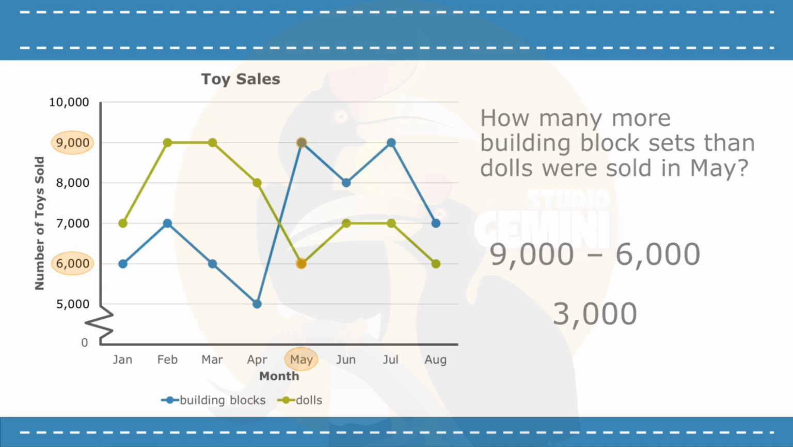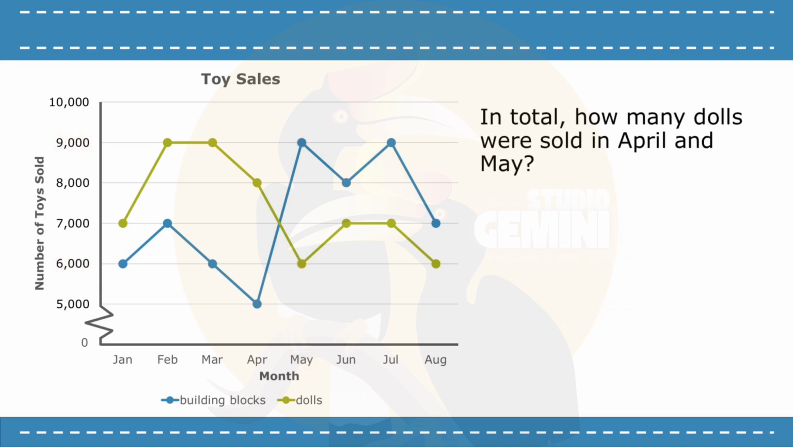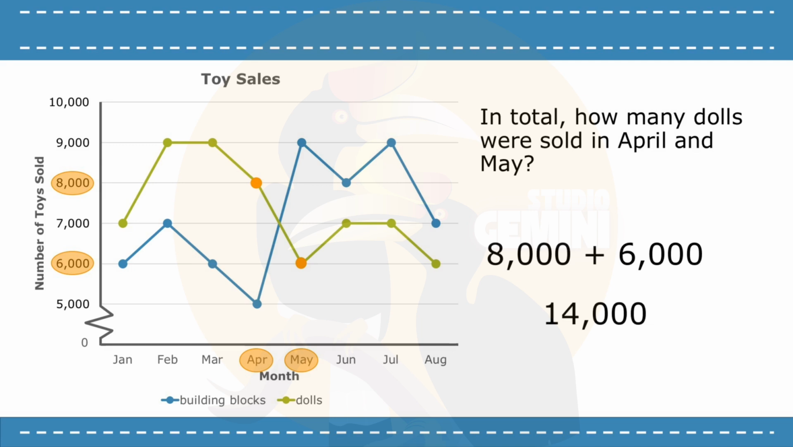Let's answer one more question. In total, how many dolls were sold in April and May? What information do we need to look for this time? That's right, we need the number of dolls sold in both April and May. Since the dolls are on the green line, we only need to focus on that one. In April, 8,000 dolls were sold, and in May, 6,000 dolls. Since we want the total, this time we add those values together. 8,000 plus 6,000 equals 14,000. That's 14,000 dolls sold in April and May.